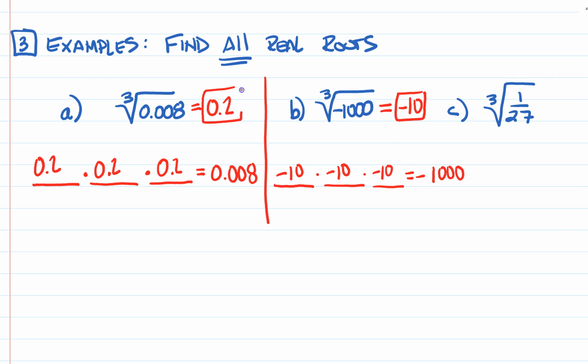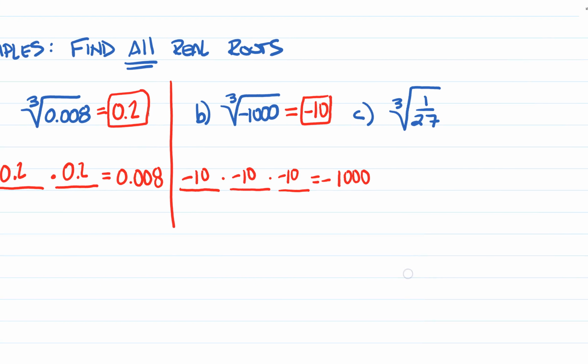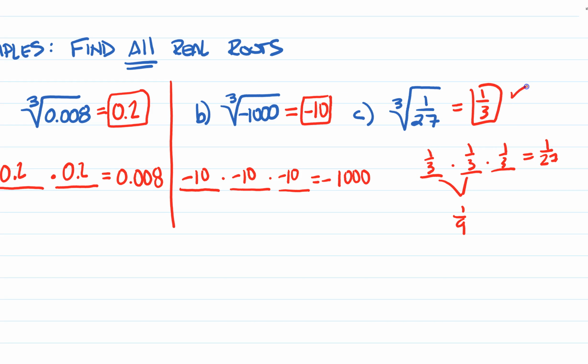That's the cube root. All right, and then if I go over here to part C, the cube root of 1/27. So again, this means what number times itself 3 times is going to give me back 1/27. So it's probably 1/3, right? 1/3, 1/3, 1/3. Let's check it out. What's 1/3 times 1/3? That's 1/9, right? What's 1/9 times 1/3? Well, that's 1/27. So therefore, this is 1/3. So 1/3 is the cube root of 1/27. -10 is the cube root of -1000. And 0.2 is the cube root of 0.008.